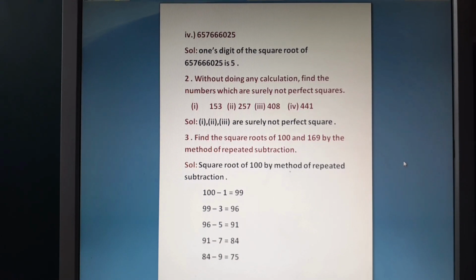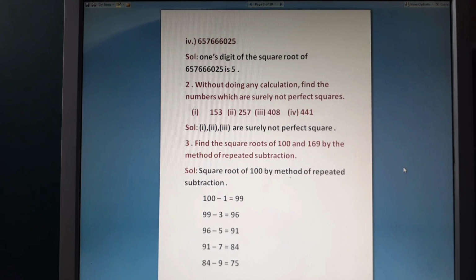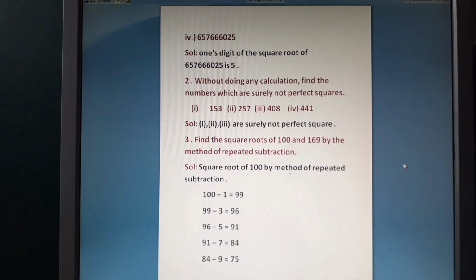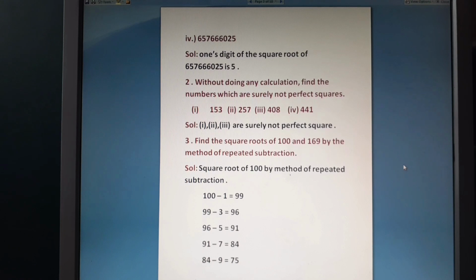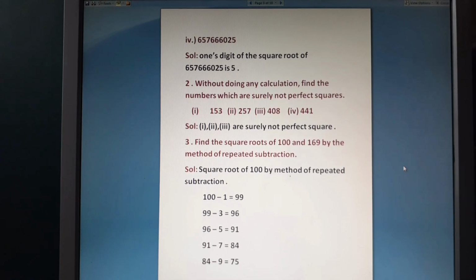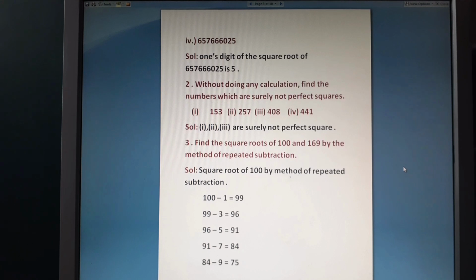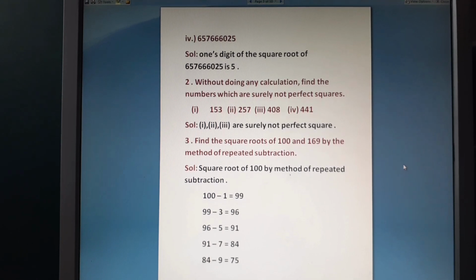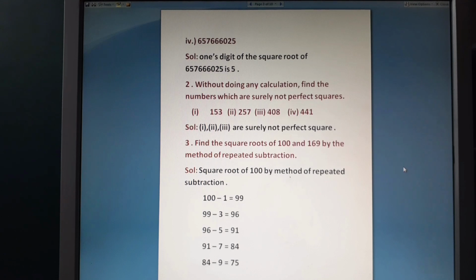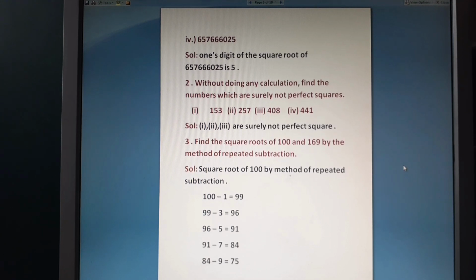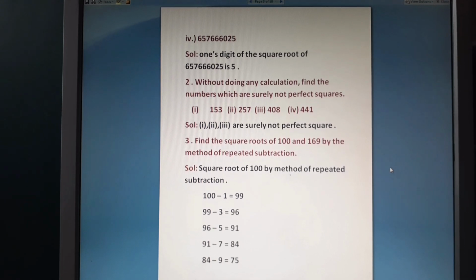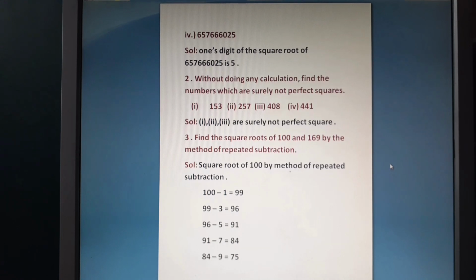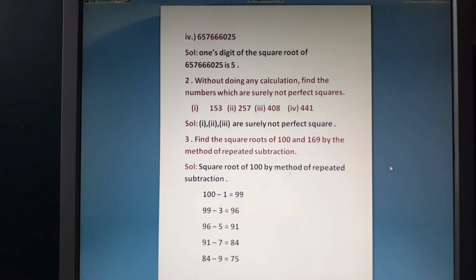Second sum. Without doing any calculation, find the numbers which are surely not perfect squares. First one 153, second one 257, third one 408, fourth one 441. See the solution. First one, second one, third one are surely not perfect squares because unit digit of any perfect square cannot be 2, 3, 7, 8. It could not be a perfect square.